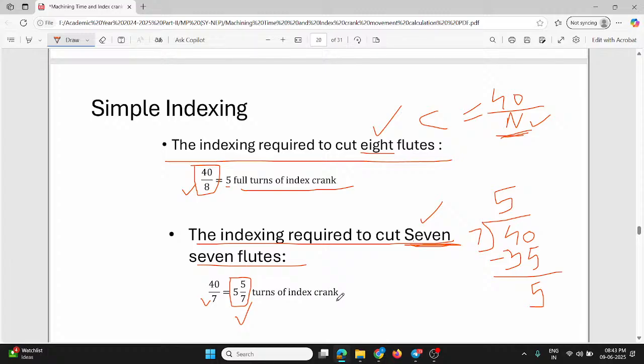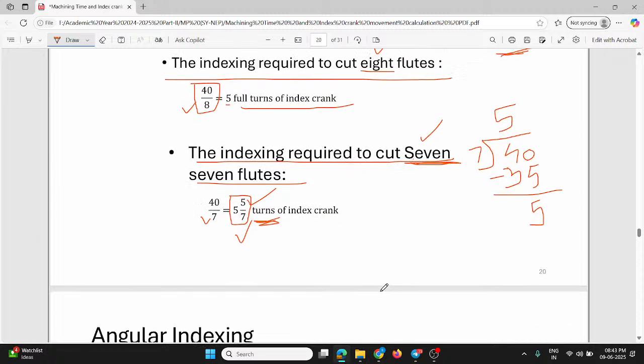So 5 complete turns of the index crank, and then what you have to do is move 5 holes in the 7-hole circle lying on the index crank, and so it can be written like this.